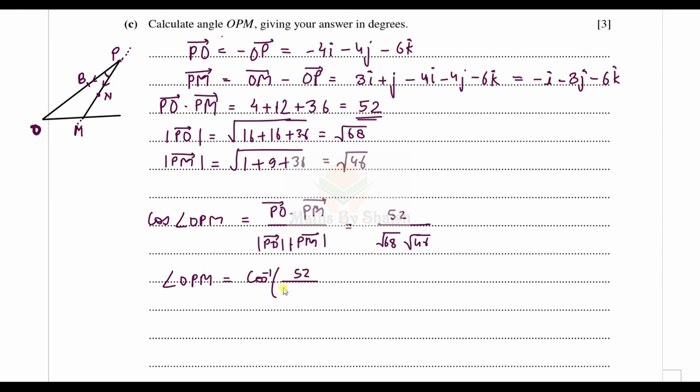We will do it by calculator, and we need to get the answer in degrees, so be careful, the mode of your calculator should be degree. The answer is cosine inverse of 52 over 2 times root 782. The answer is coming 21.60 and so on, but we need to give the answer in degrees, and we know that angles are always given to 1 decimal place. So the answer is 21.6 degrees.